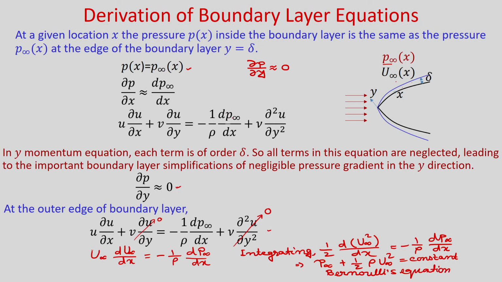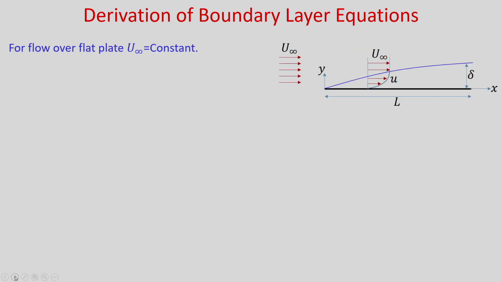So, now we can substitute the axial pressure gradient term with this, if u infinity is a function of x. Now, let us consider a special case where we are considering flow over a flat plate. If it is external flow over a flat plate, the free stream velocity u infinity, which is the velocity outside the boundary layer, remains constant. That means u infinity is constant.